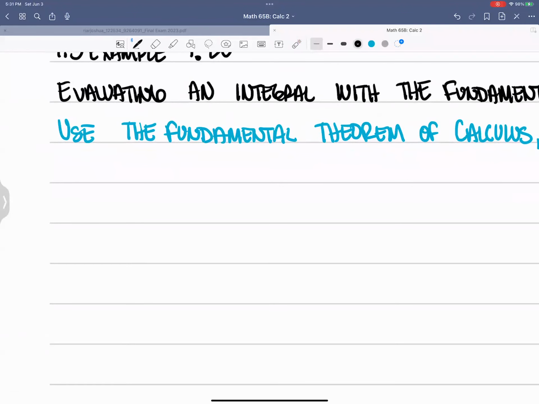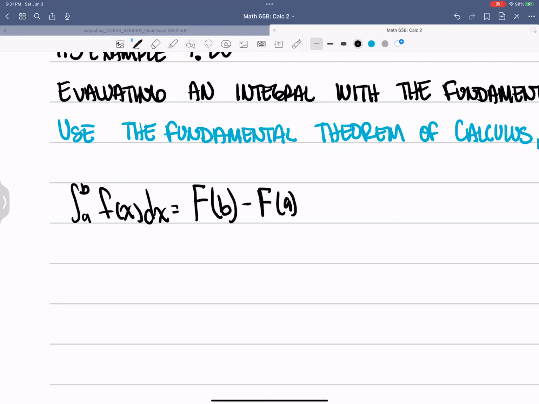restate it here. Part 2: we have the integral from a to b of f of x dx. This is equal to the antiderivative evaluated at b minus the antiderivative evaluated at a, over the integral from b to a. Yep, there we go.